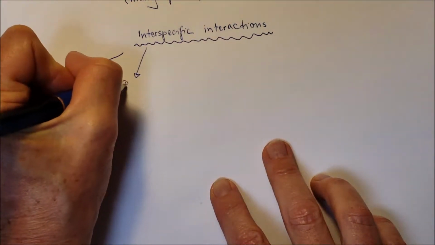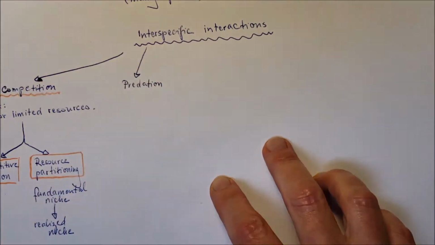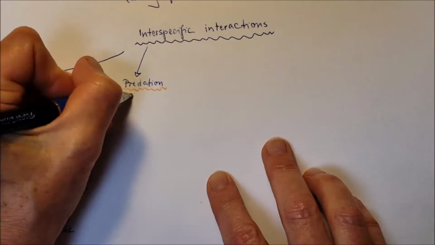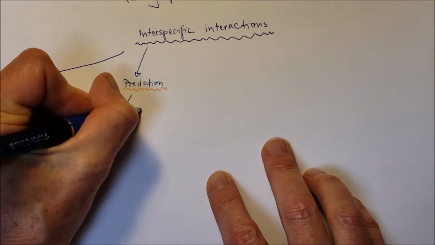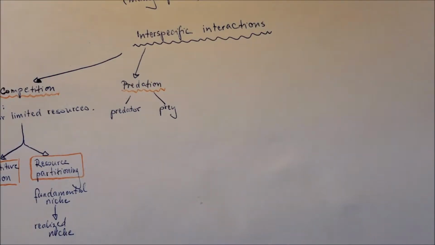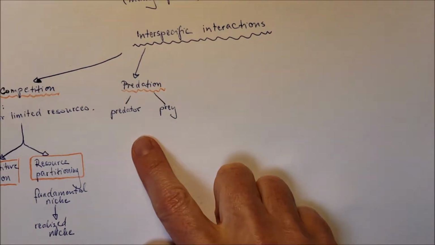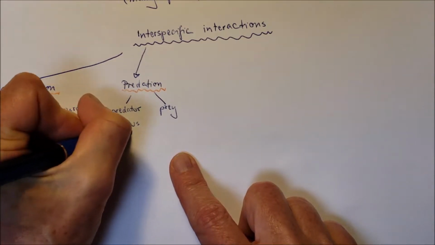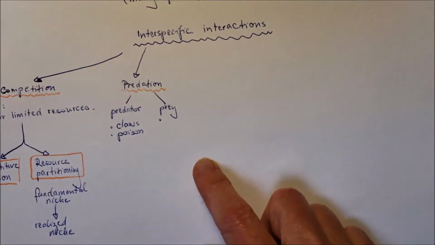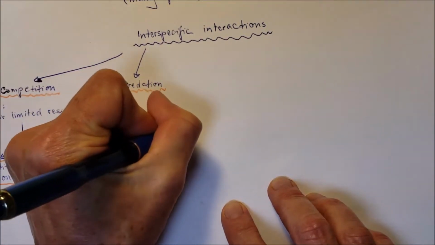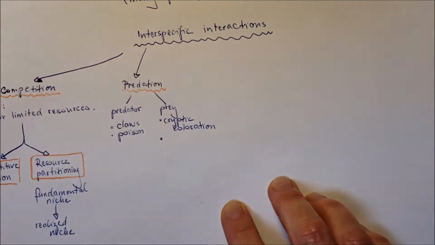The other type of interspecific interaction is predation. In predation, we have the predator and the prey. The predator can have many advantages over the prey. They can have claws, poison, teeth, stinger. For example, the bear or the western diamondback rattlesnake, they all have some type of advantage.